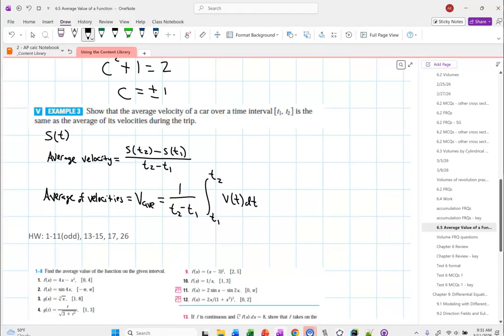What does the question mean by the average of its velocities? How is that different from the average velocity of a car? Well, the average velocity is just the starting position and ending position, the difference in the two positions, the displacement, divided by time.